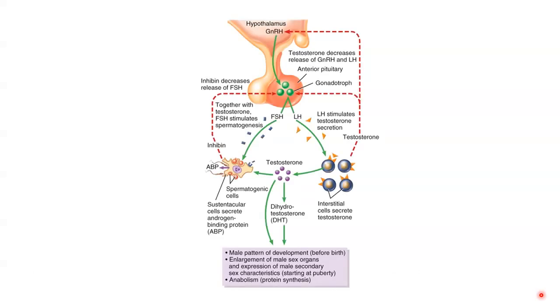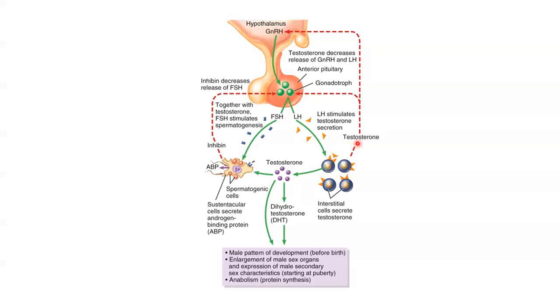Now, although it's not exactly clear what initiates these changes, at puberty, cells in the hypothalamus increase their secretion of gonadotropin-releasing hormone. This hormone then in turn stimulates the anterior pituitary gland to secrete luteinizing hormone and follicle-stimulating hormone. Luteinizing hormone stimulates our interstitial cells, which remember are located between the seminiferous tubules in the testes. Their job is to secrete testosterone.